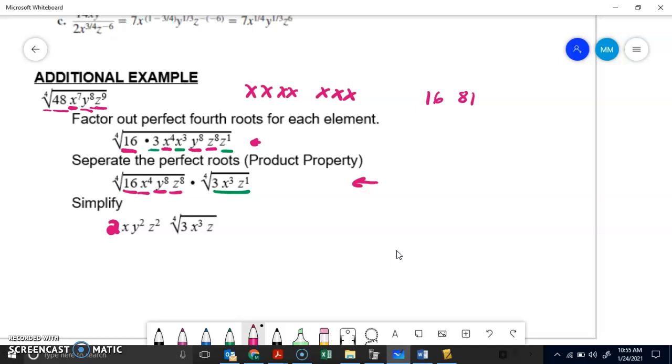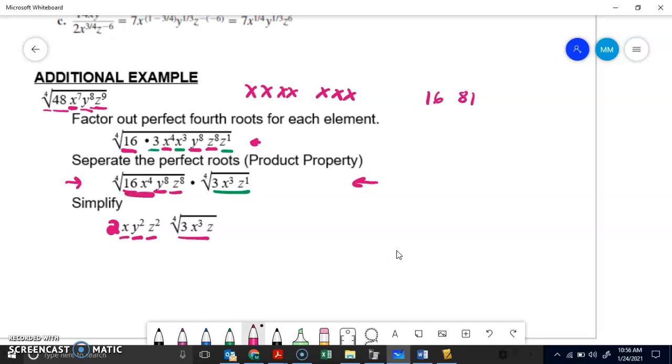The 4th root of x to the 4th is x to the 1st. The 4th root of y to the 8th is y squared. z to the 8th, z squared. And we're just dividing exponents. 4 divided by 4, 8 divided by 4. So if you don't need to do this intermediate step, that's fine. You can get right from the first to the third step. And then what's left over inside stays trapped inside.